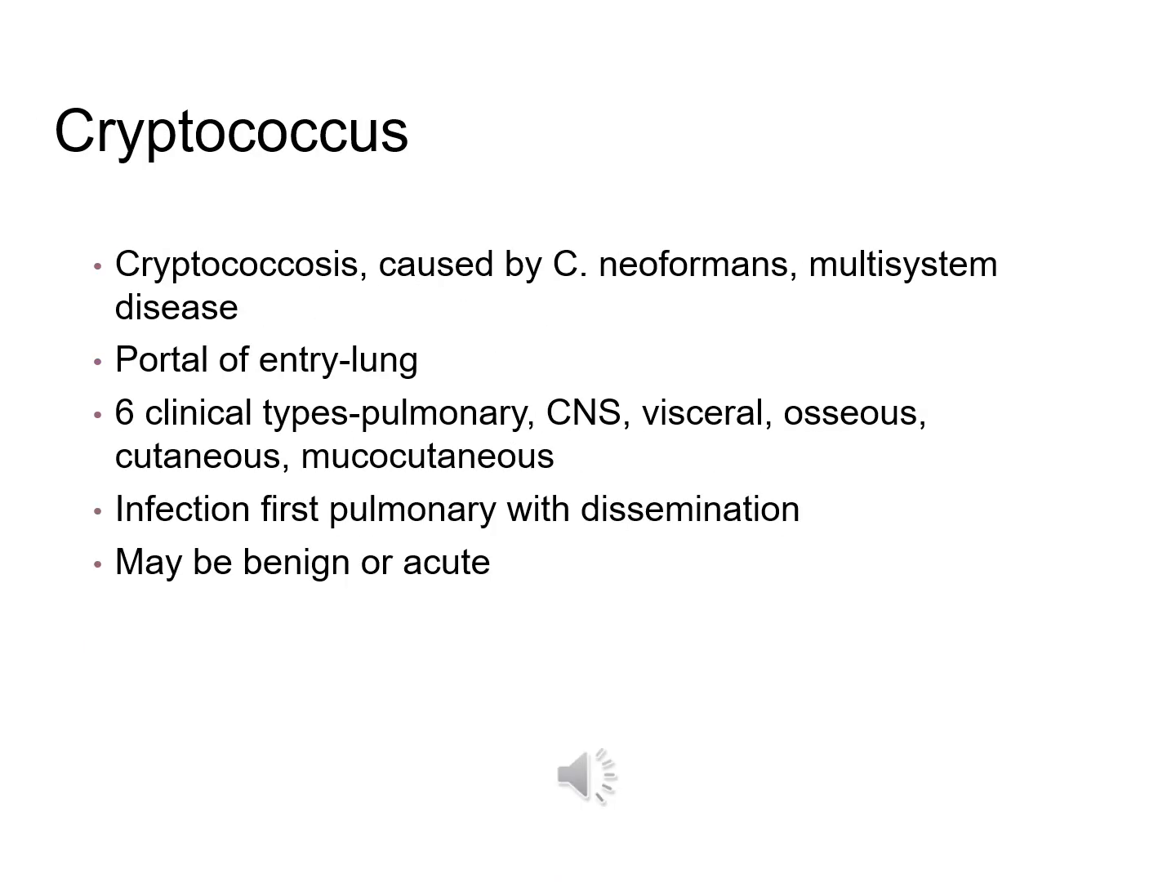Cryptococcosis is caused by Cryptococcus neoformans, and this is a multi-system disease. The portal of entry is typically through the lung. There are 6 clinical types, which include pulmonary, central nervous system, visceral, osteoarticular, cutaneous, and mucocutaneous. The infection is first pulmonary, and then it can disseminate to those other systems. It could be benign, and it could be acute.